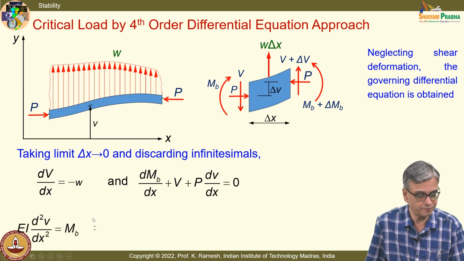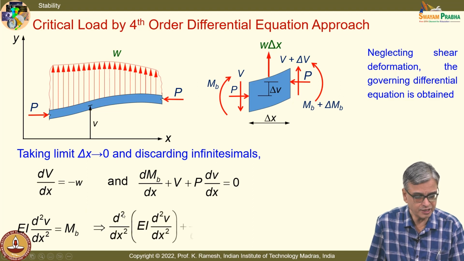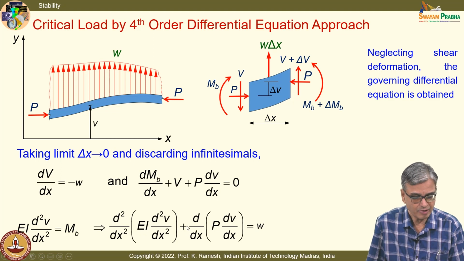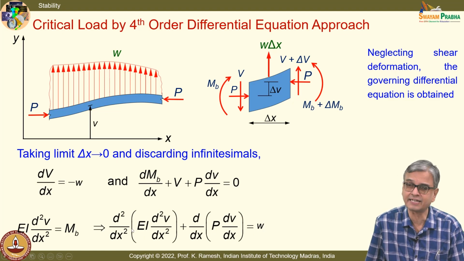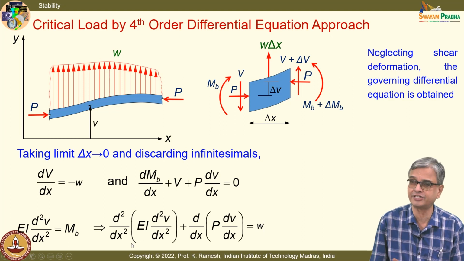And we know from our earlier knowledge that bending moment is related to the curvature. EI d squared v by dx squared equal to MB, the very famous relation we use for deflection. So, this gives me d squared by dx squared of (EI d squared v by dx squared), bracket closed, plus d by dx multiplied by (P dv by dx) equal to w. And we have put this in a generic fashion, and this EI is known as bending rigidity.